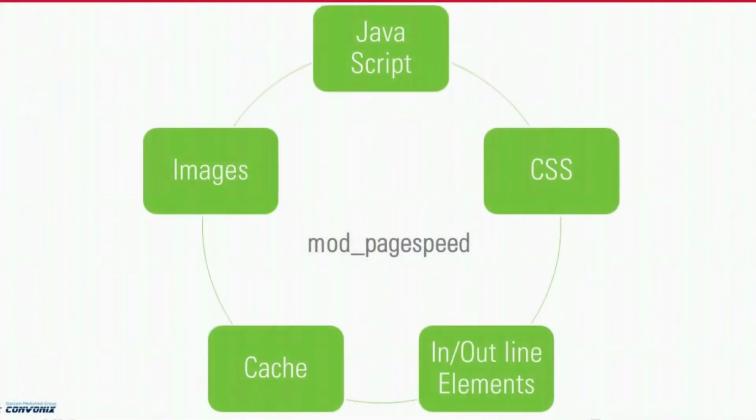And that's how we found Mod PageSpeed, an Apache server module. Apache is the most popular open source web server operating system. Now let's take a look at what the Mod PageSpeed module is capable of. It essentially acts on 5 major elements of a web page: the JavaScript, the styling elements, various inline and outline elements, and the browser's cache along with the images.